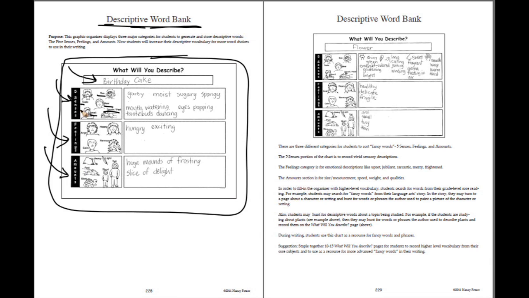So when we were talking about how would you describe the cake, we would ask, what kind of birthday cake is it? What kind of cake? Gooey, moist, sugary, spongy, mouth-watering, eye-popping. Our taste buds are going to be dancing. Our dancing taste buds. What kind of taste buds? Dancing.